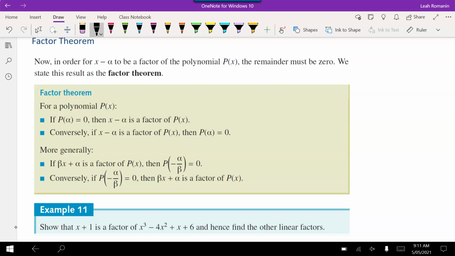So as it's saying here, if you substitute in P of alpha, that tells you that x minus alpha is going to be a factor. If you substitute in negative alpha over beta and that equals 0, then it means beta x plus alpha is going to be a factor.